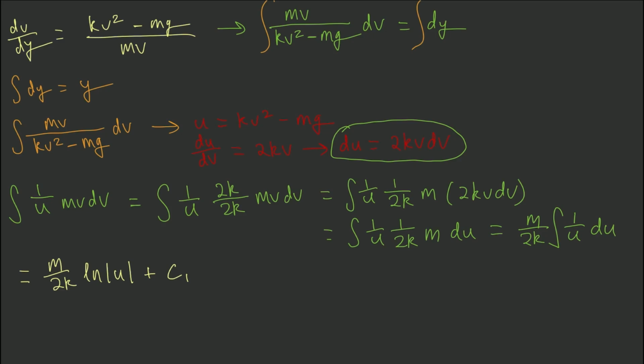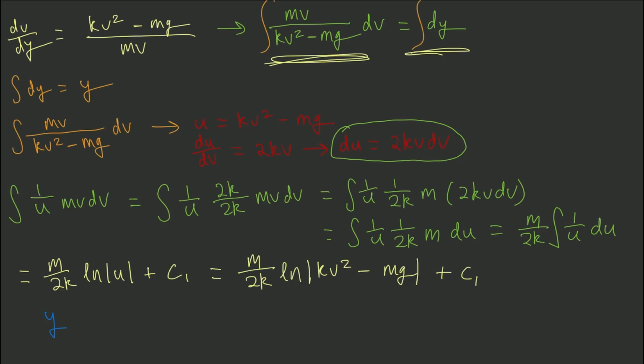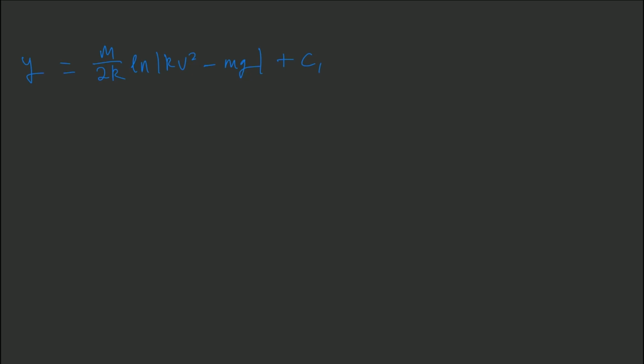So we're going to have to use some physical intuition to get rid of that absolute value because it kind of screws with some of the other simplifications we want to make in the future. Natural log of, what did we define u as? So it's the absolute value of kv squared minus mg, plus some integration constant. Let's write it in blue. Y is equal to the integral of mv over kv squared minus mg with respect to v, which we have is equal to m over 2k, natural log of the absolute value of kv squared minus mg plus some integration constant c1.